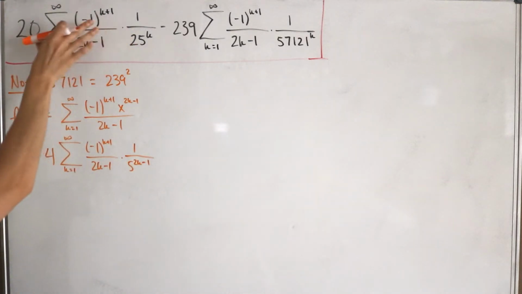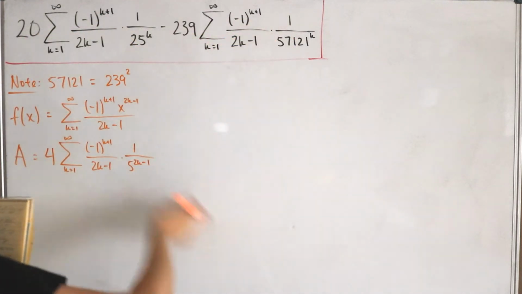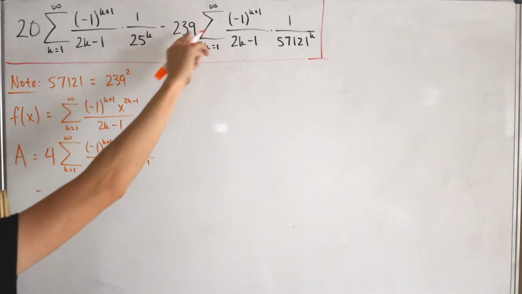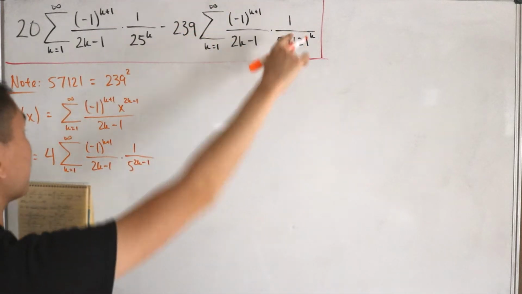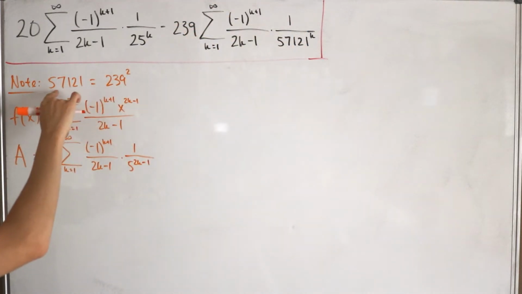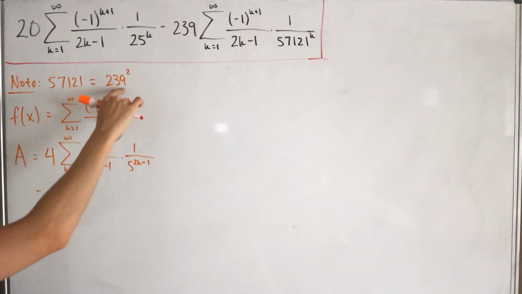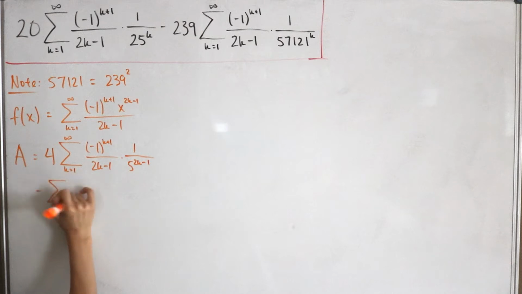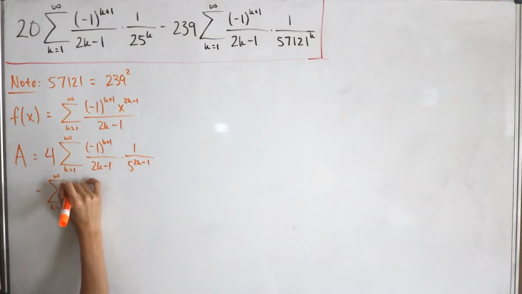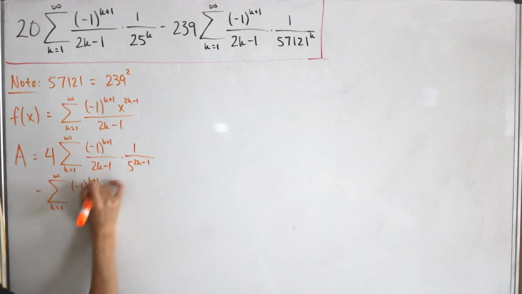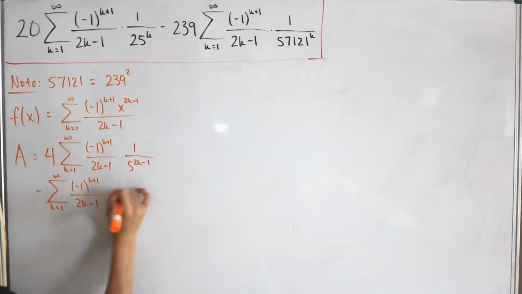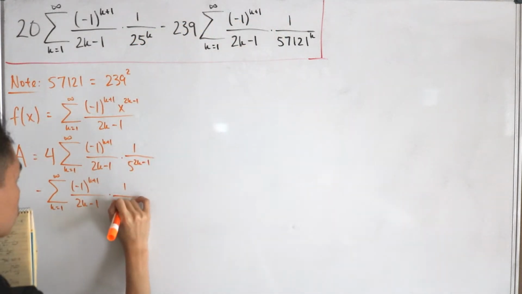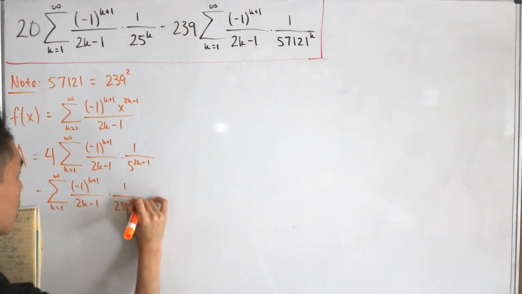Now that this is out of the way, let's focus on the second sum. We can apply the same method, so I'll move on to the next line. Subtract, and let's divide by 239 here. This is helpful because we said 57,121 is the same as 239 squared, so we can rewrite this piece more easily. Same summation, k equals 1, of (-1)^(k+1) divided by 2k-1, multiplied by 1 divided by 239 to the power 2k-1.